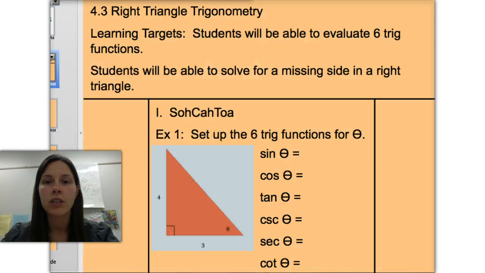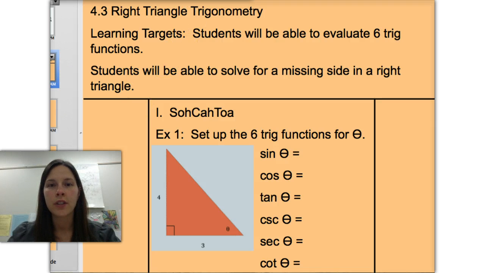So the first thing that we're going to practice is setting up those ratios. Hopefully by the end of this video you will have an idea or a beginning piece of information for being able to evaluate all 6 of the trig functions, as well as solving for a missing side in a right triangle. So taking a look at our first example, we need to set up the ratios for all 6 trig functions, but if you notice, we are missing the hypotenuse. So before we can set up our ratios, we need to know what the hypotenuse is.